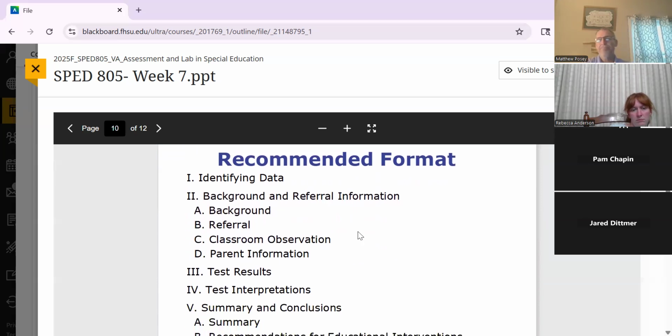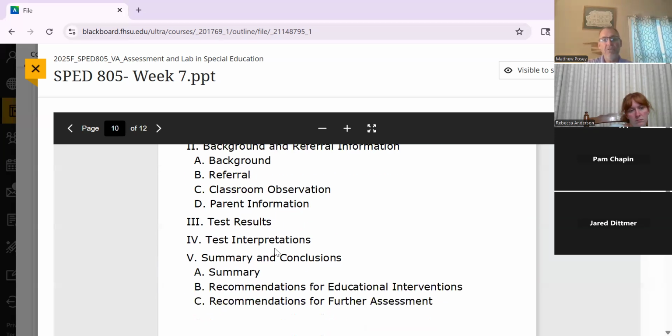Here's the format. Okay, you guys have already seen this. You've been following it basically in your reports. We have identifying information, background, referral information, classroom observation, and parent information. That's one of the first sections you guys write up in your reports that you've done. Test results, test interpretations, summary and conclusion. It's a basic format. Okay, you guys have already gotten some practice with that. You'll get to do it one more time coming up for the CBM.